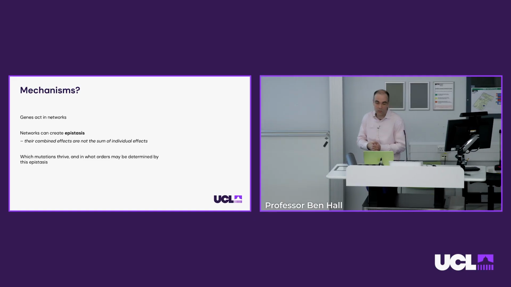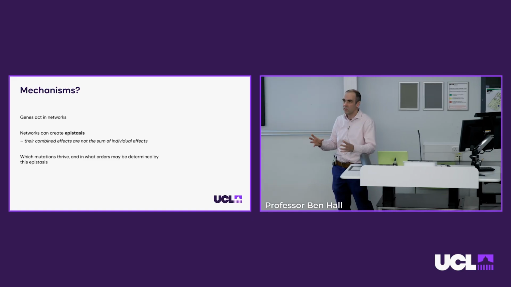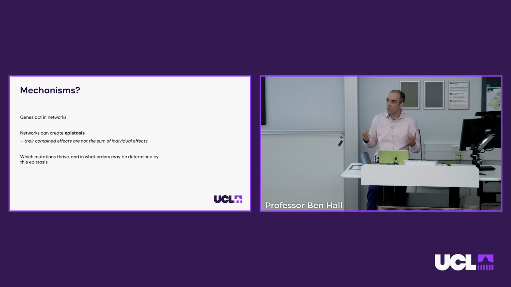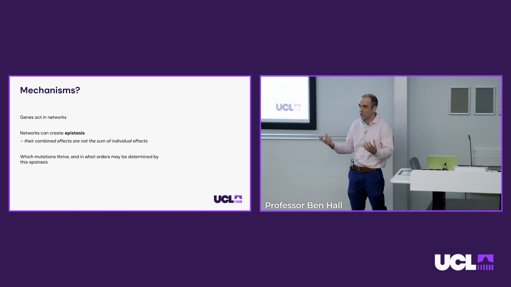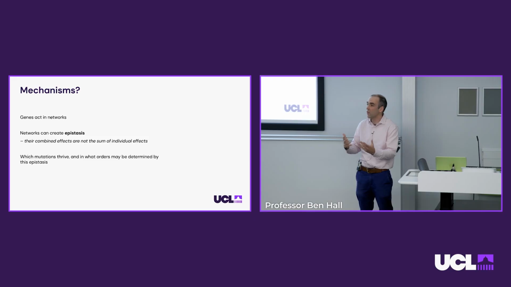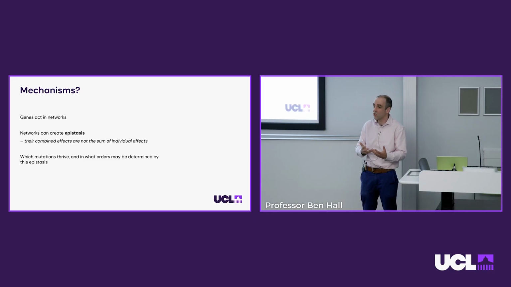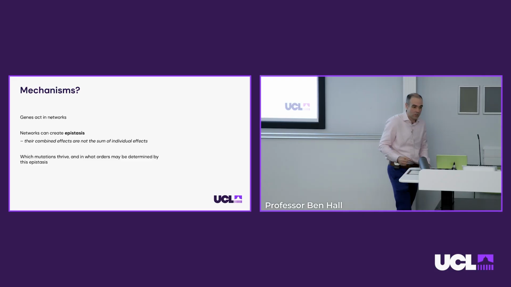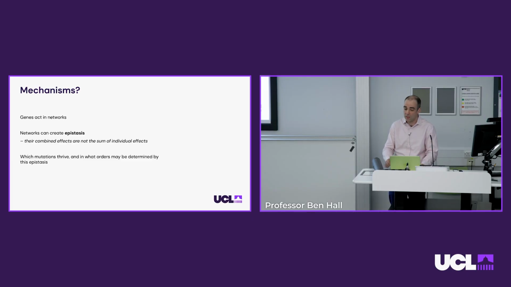So how does this work? Well, we know that genes act in networks. Multiple genes coordinate together to control the behavior of the cell and determine how it behaves. These networks can create what is known in biology as epistasis. That is to say, when you have 2 mutations together, the combined effect of the 2 mutations in the same cell is not the simple sum of the 2. You can have a negative epistasis, where the combination is no stronger than one of them, or a positive epistasis, where you see a synergy between the 2 mutations. And which mutations thrive and in what orders can be determined by this epistasis.